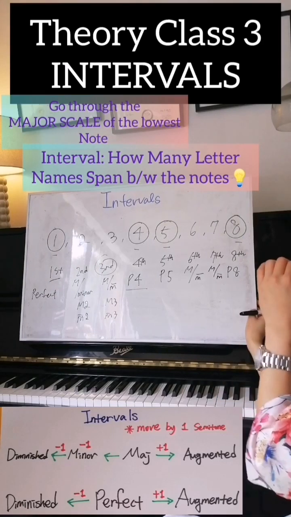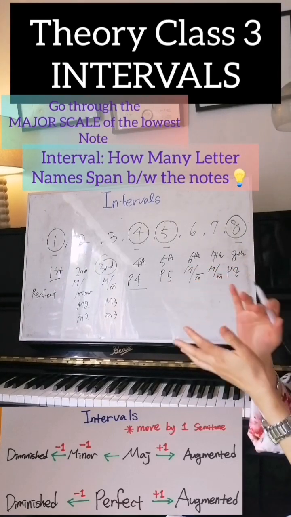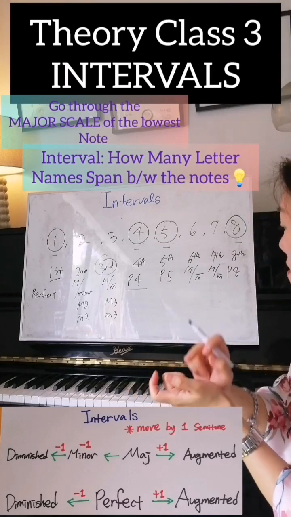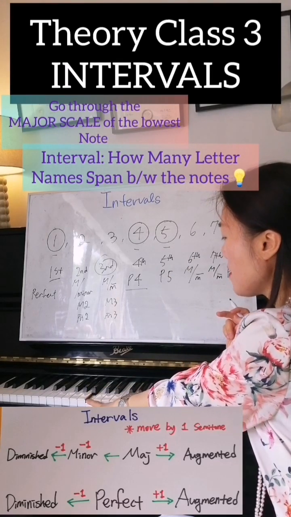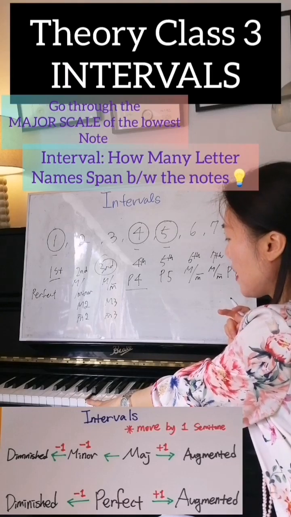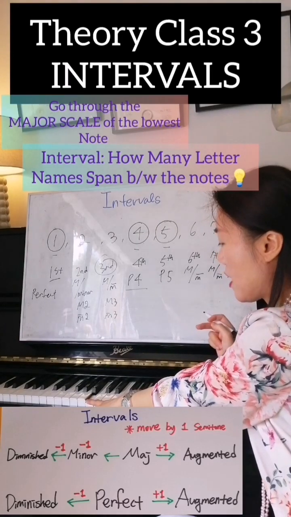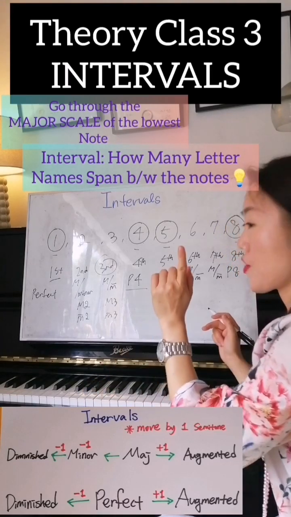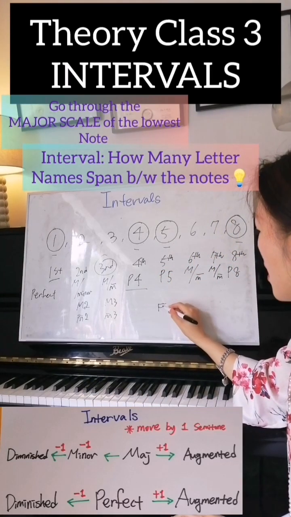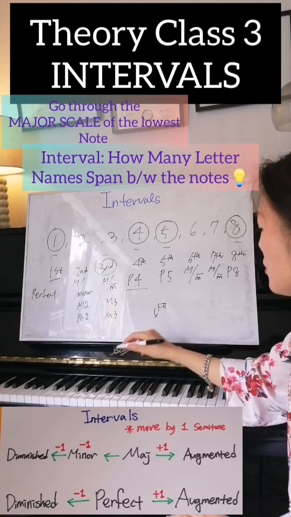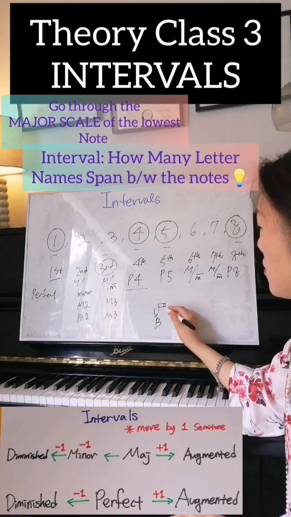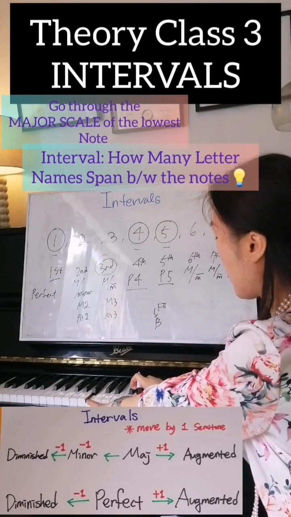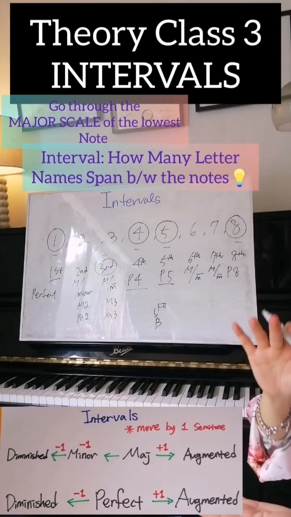Now, let's try perfect fifth. We try in a different scale. Let's figure out the perfect fifth from B major. What is the fifth note of B major? 1, 2, 3, 4, F sharp. So F sharp is the fifth note of B major, which is a perfect fifth. So the interval between B and F sharp is a perfect fifth.